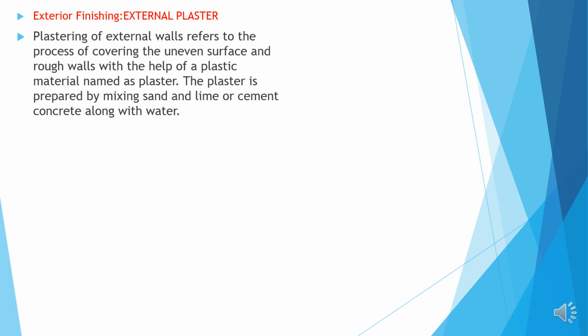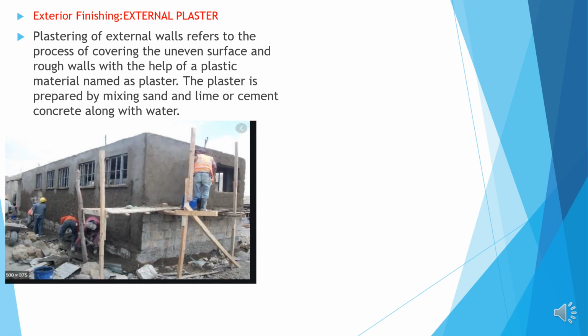Exterior finishing, external plaster. Plastering of external walls refers to the process of covering the uneven surfaces and rough walls with the help of plastic material named as plaster. The plaster is prepared by mixing sand and lime or cement concreting along with the water. So this is the image of how to do an external plaster has been shown here.